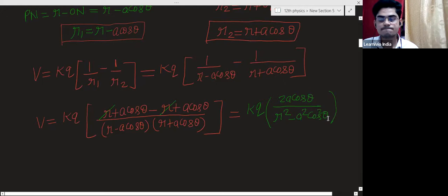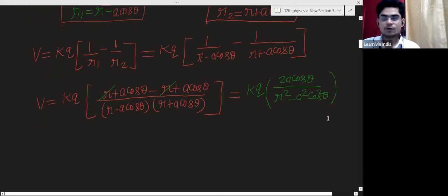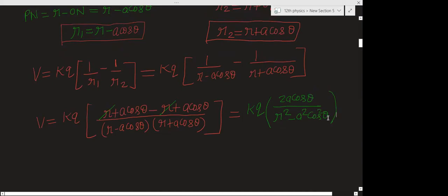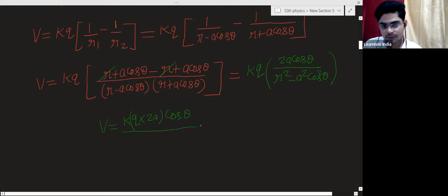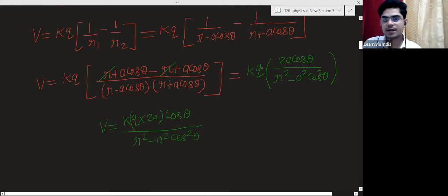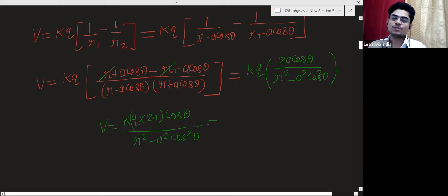Okay, guys. So our final result, I am writing here: P equal to KQ into 2A into cos theta. What I have done here is I have written Q into 2A. And what is Q into 2A? I have told you earlier. What is the value of Q into 2A?